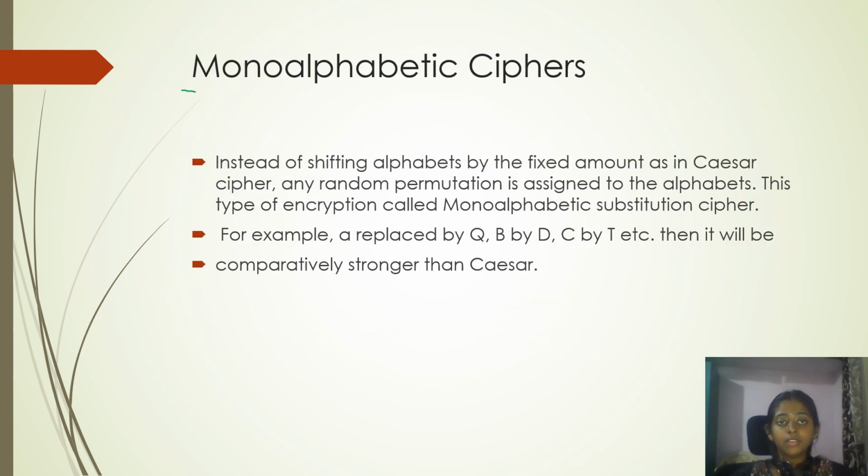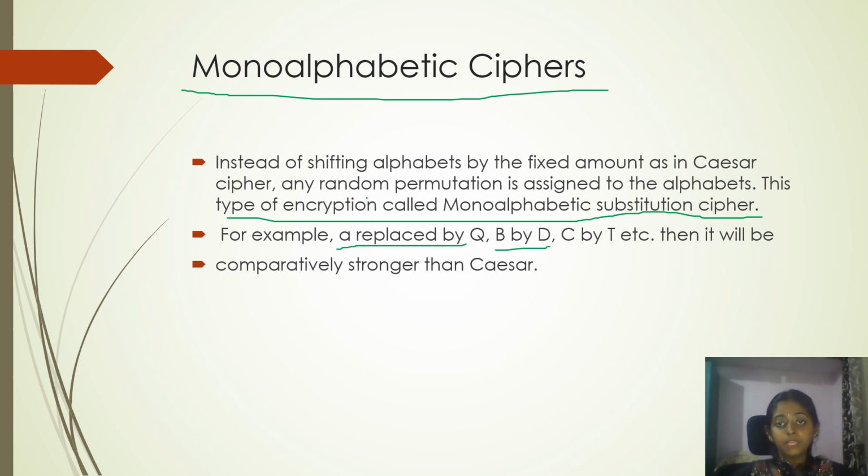So here we have monoalphabetic ciphers. Instead of shifting alphabets by a fixed amount as in Caesar cipher, any random permutation is assigned to the alphabets. This type of encryption is called monoalphabetic substitution cipher. For example, A replaced by Q, B by D, C by T, etc. Then it will be comparatively stronger than Caesar.